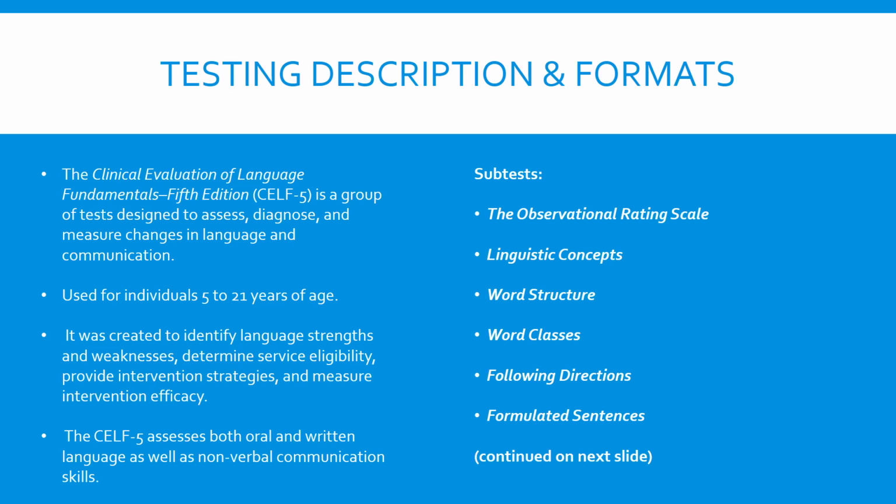So, the test does have 16 subtests, and they're listed here. I'm going to give a brief description of each of them, so bear with me, please. First off, we have the observational rating scale, which is basically where the parents or caregivers, teachers, and sometimes even the individual who's being assessed talk about the listening, speaking, reading, and writing behaviors of the individual being assessed, and they rate them.